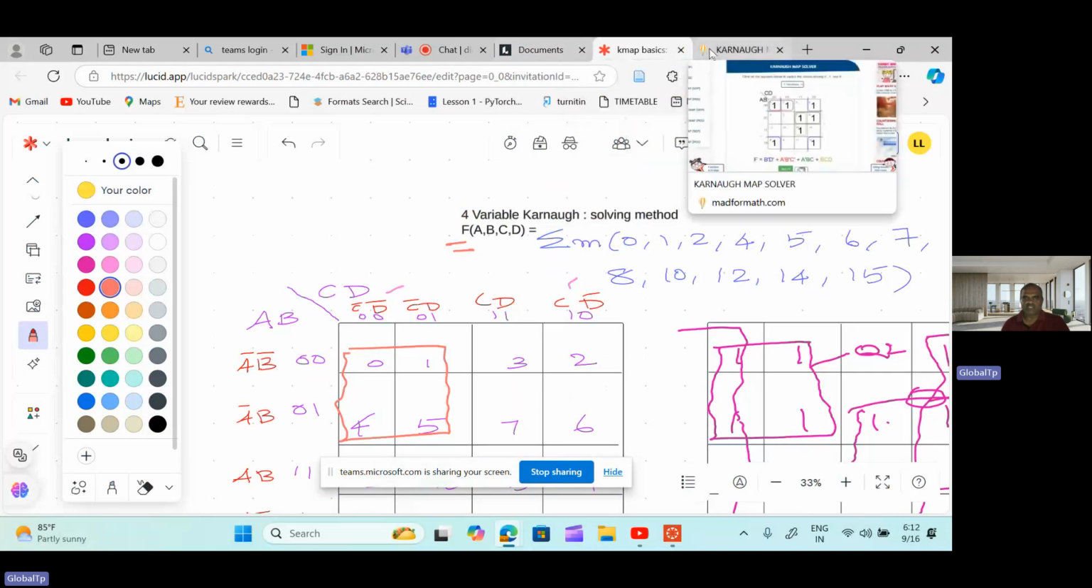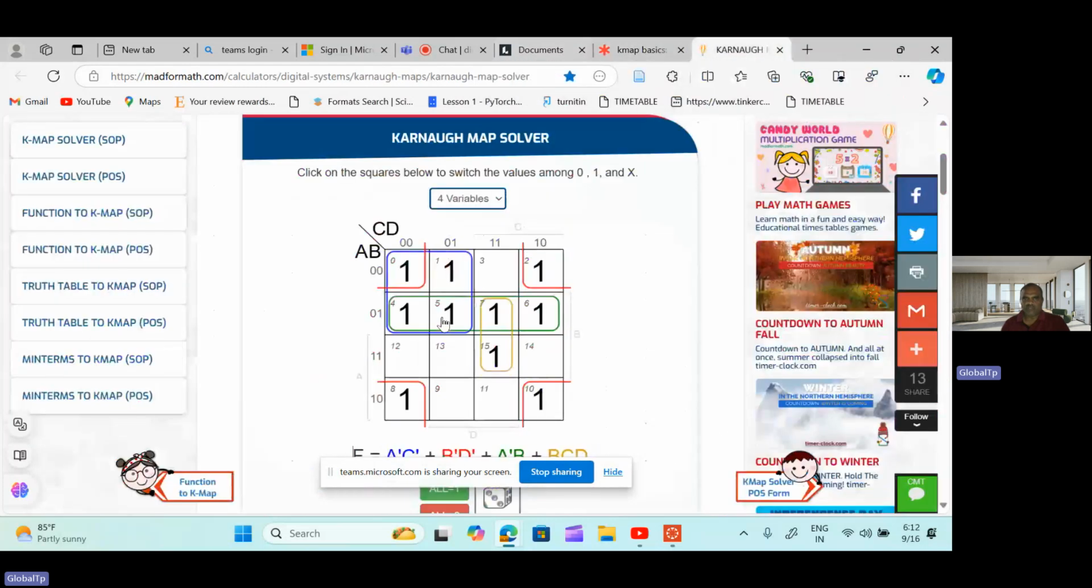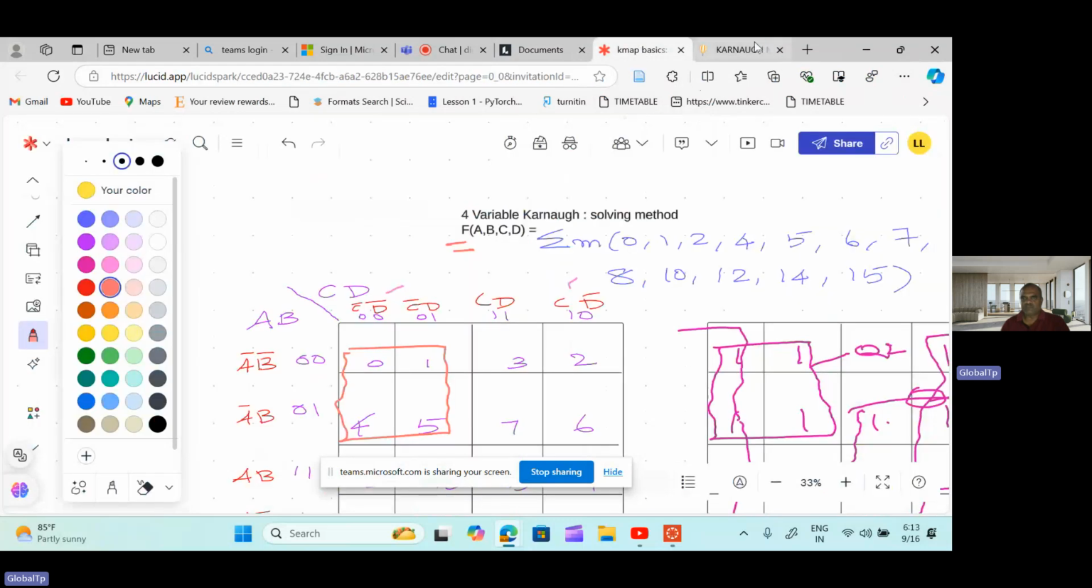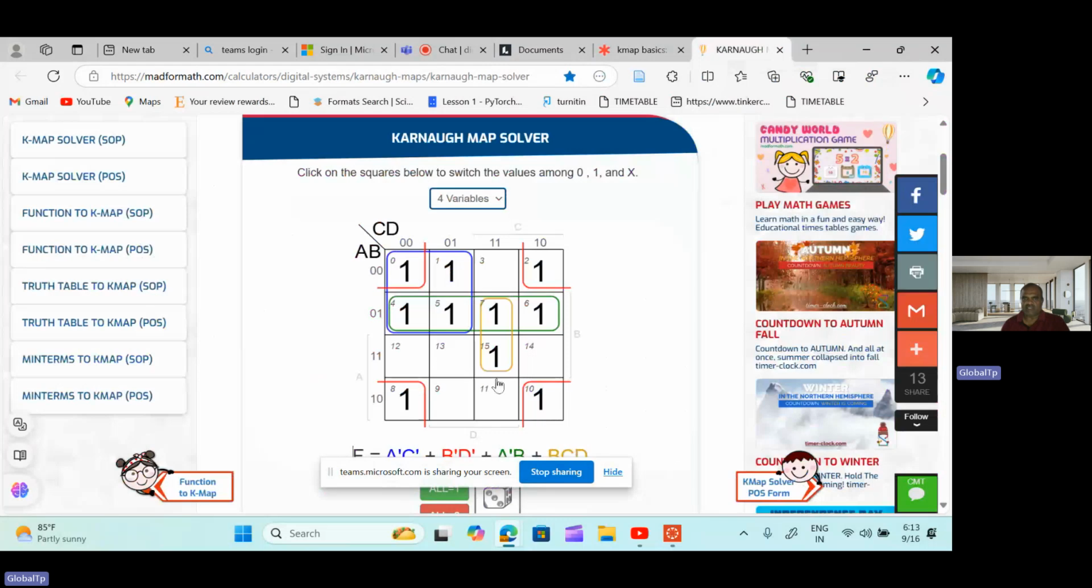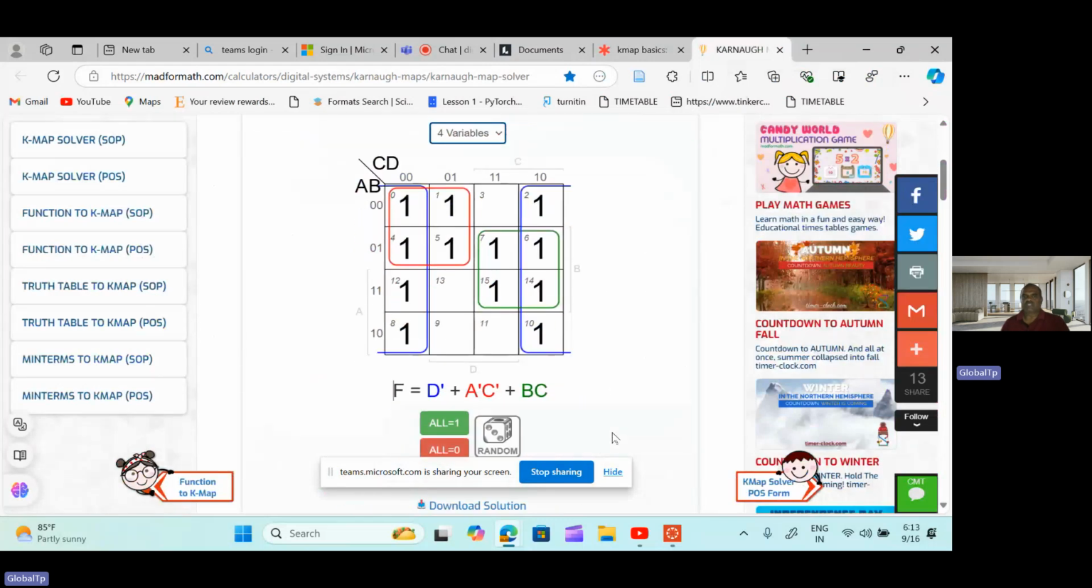That I need to map here. So 4, 5, 6, 7. Then what is the next number? 8, 10, 12, 14, 15. 8 and 10 are already marked. Then 12, 14, 15. If I put these, it gives D bar, A bar C bar plus BC.